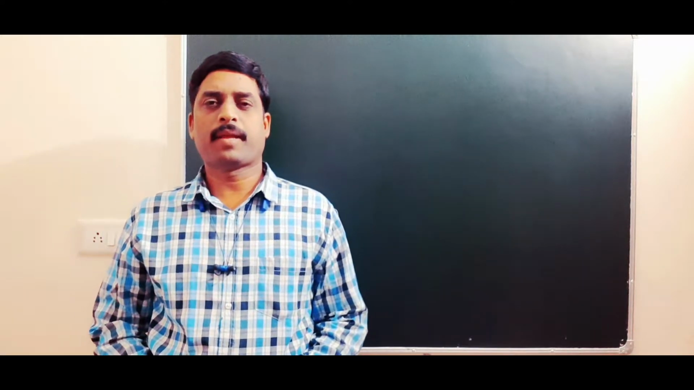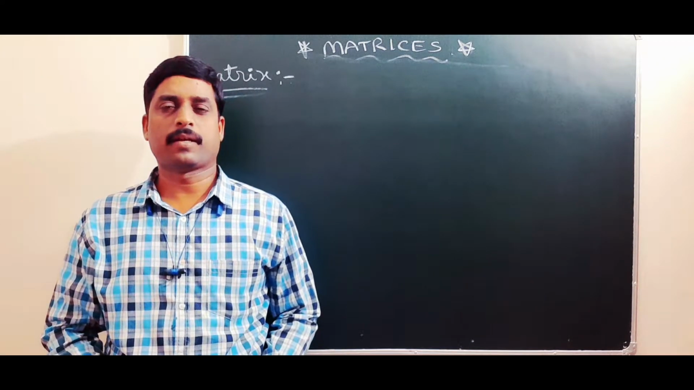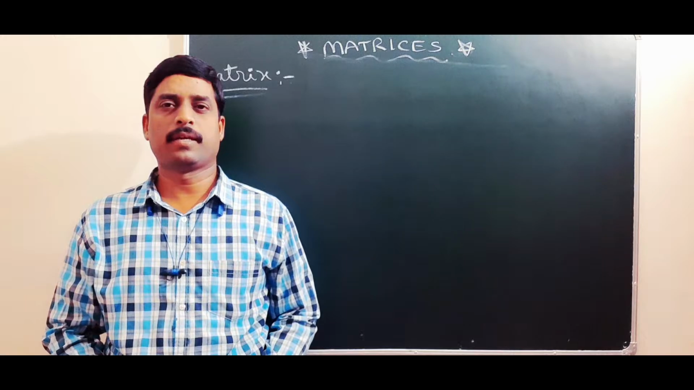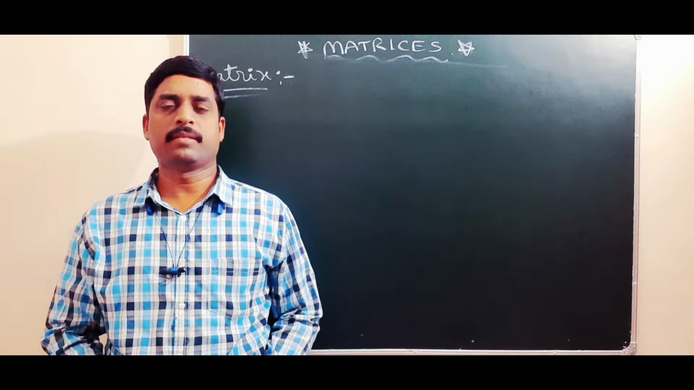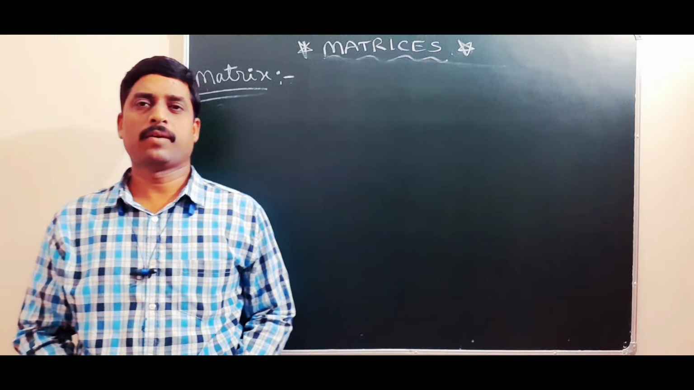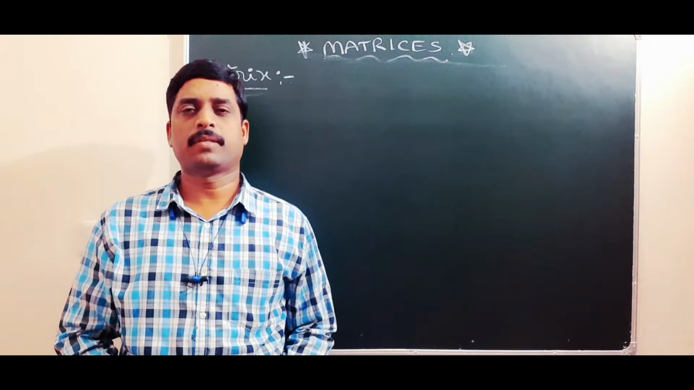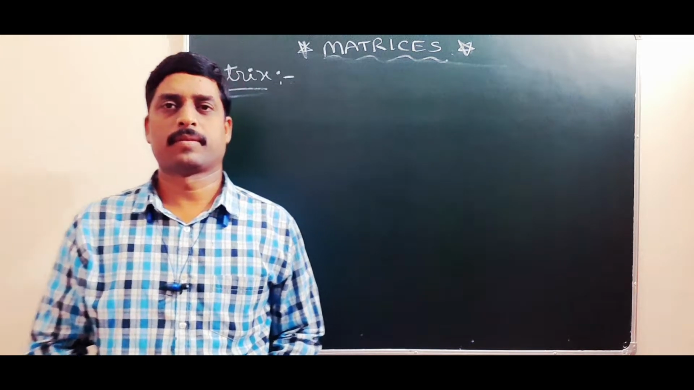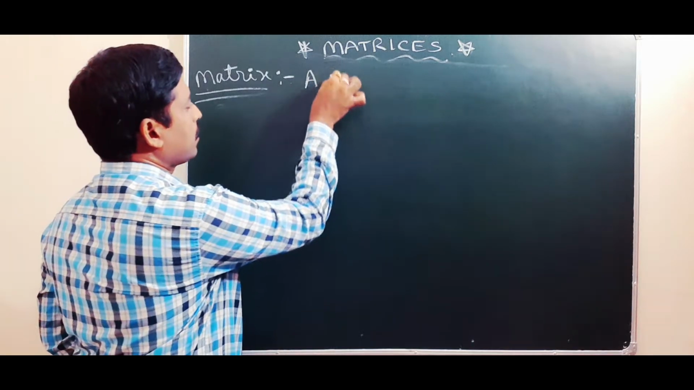Today I would like to explain the matrices concept. What is a matrix? A rectangular arrangement of numbers in rows and columns is called a matrix. This arrangement is enclosed by open or closed brackets. The numbers may be real or complex numbers. Okay, I give one example. So what is the matrix?